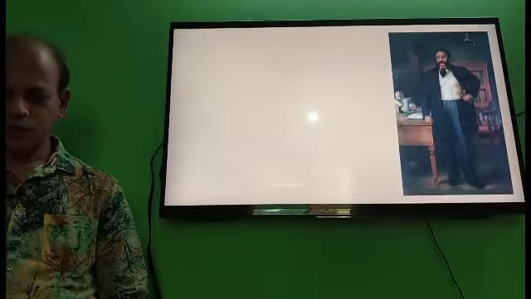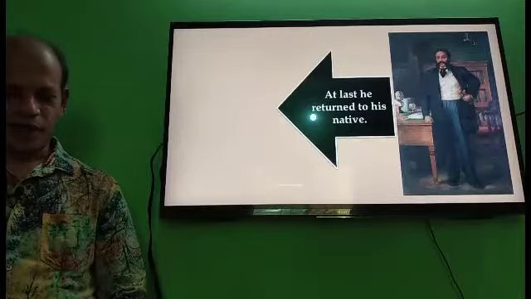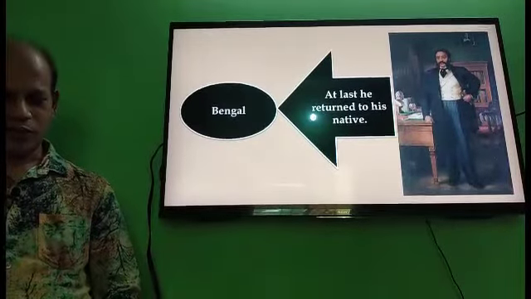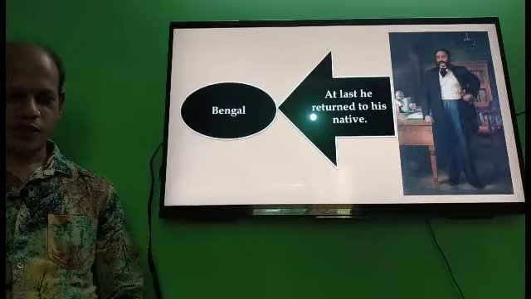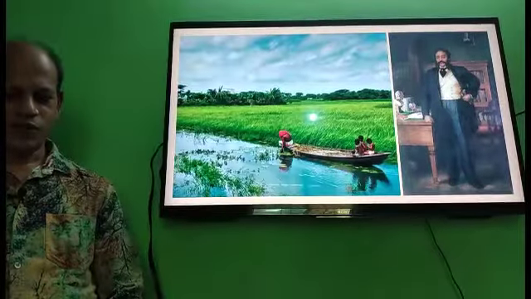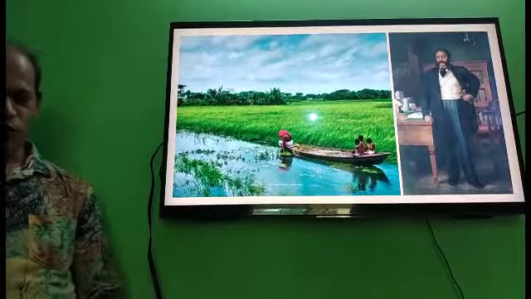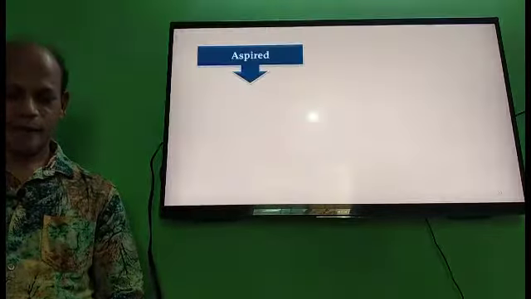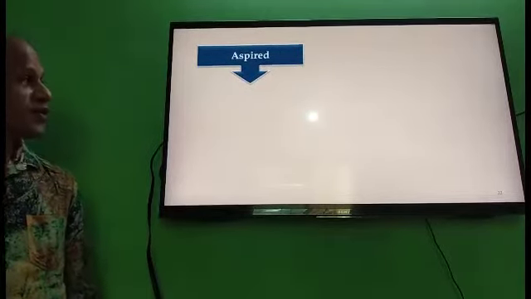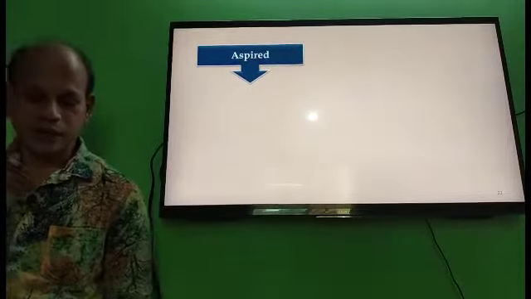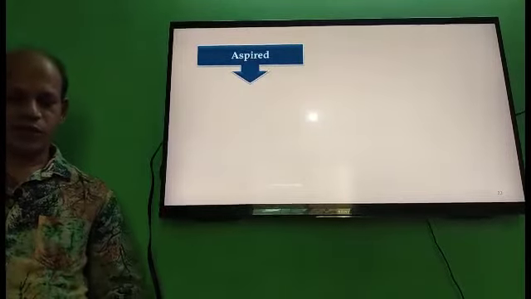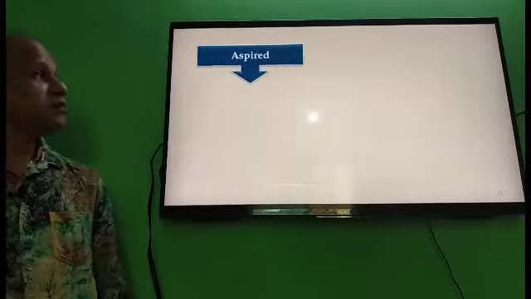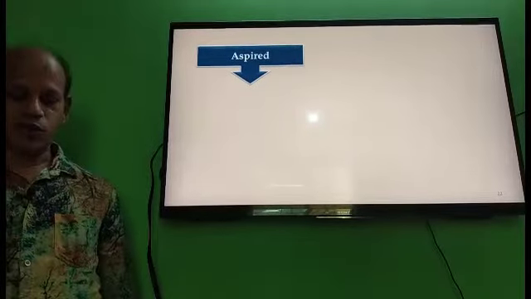Now let us see another picture. You see Michael. At last he returned to his native village, Bengal. You see, this is the nice scenario beside the Kapotaksha River. Okay, let us read the text. Before reading the text, let me introduce you to some important difficult words from the text.